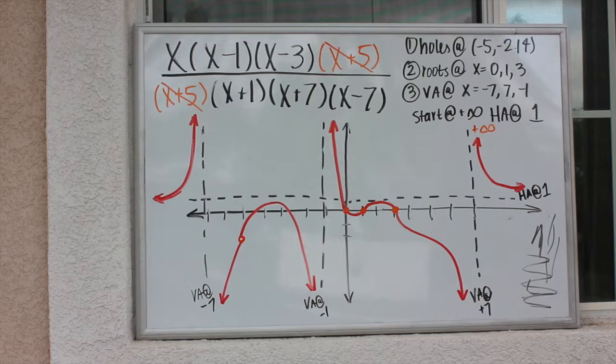I hope that you have found this helpful. This is the step-by-step process to find the holes, roots, vertical asymptotes, and horizontal asymptotes in order to graph a rational function correctly. I hope you guys have found this useful, and thank you so much for listening.